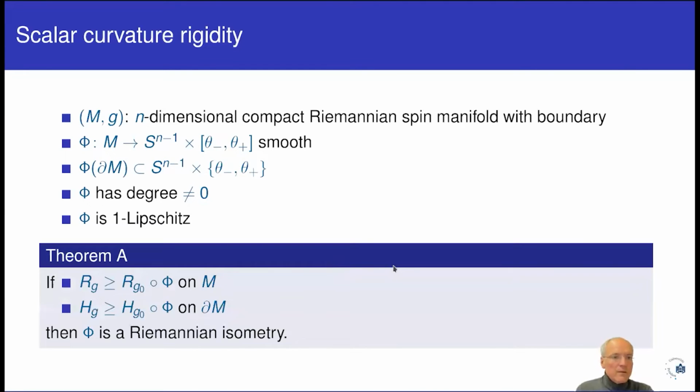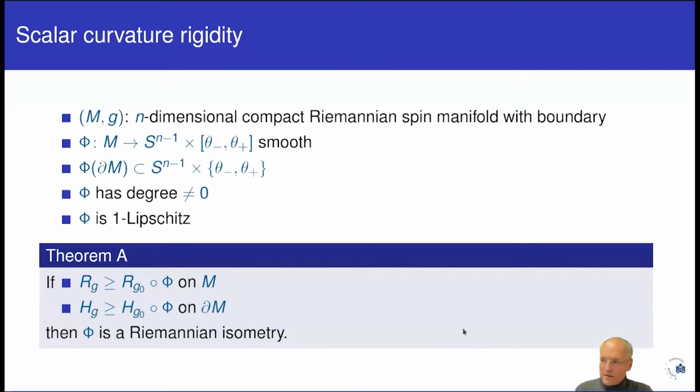And then we have the first theorem giving us a scalar curvature rigidity for these warped product metrics, namely, if the scalar curvature of M is at least that of the model space, and the mean curvature on the boundary is at least that of the model space on the boundary, then this map must actually be an isometry.